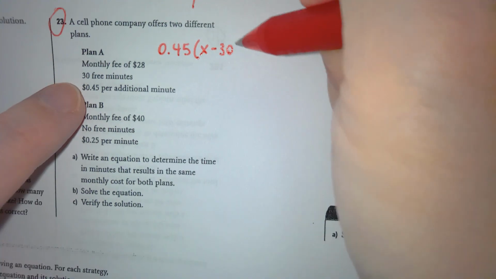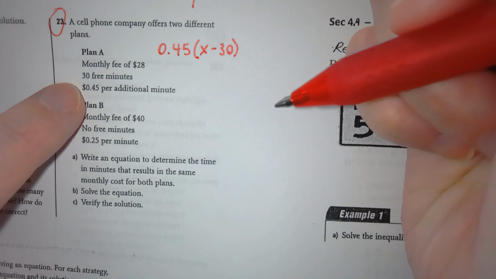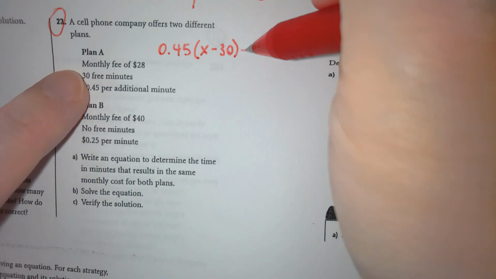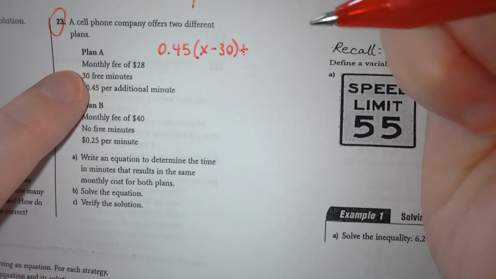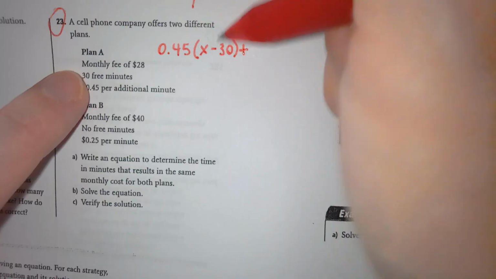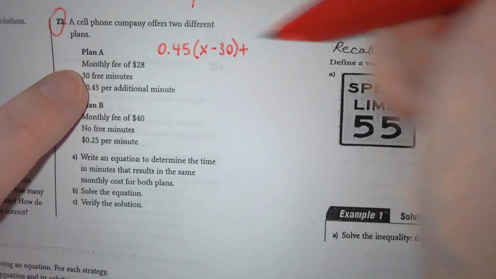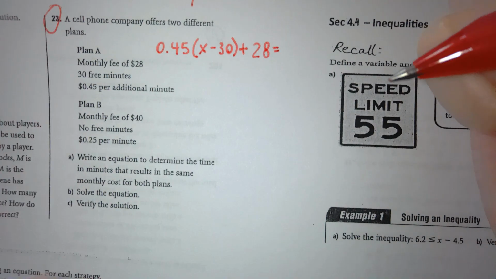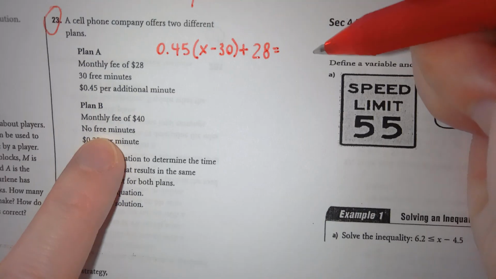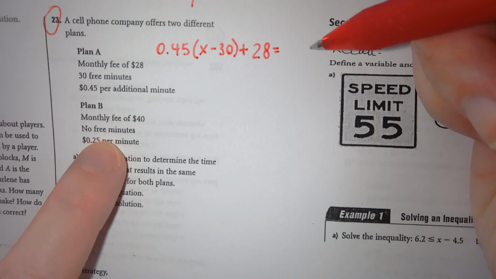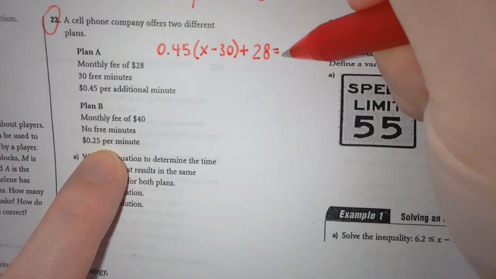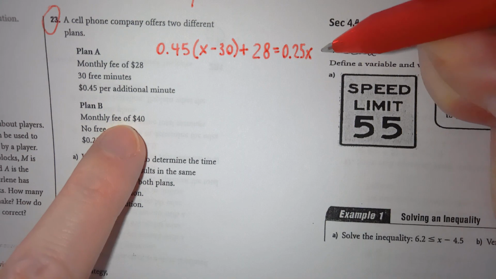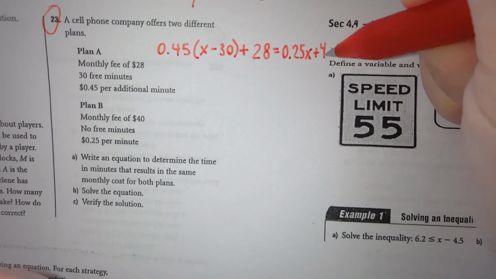Remember when there's free minutes, we have to do this in brackets to consider the free minutes. And then any additional minutes, you times by the 45 cents, which is a cost. After you do this, it's money, right? And so what's the additional fee? It's the $28. On the other hand, this one doesn't have any free minutes, and it's just 25 cents per minute, so 0.25x. And then $40 monthly fee, so plus 40.